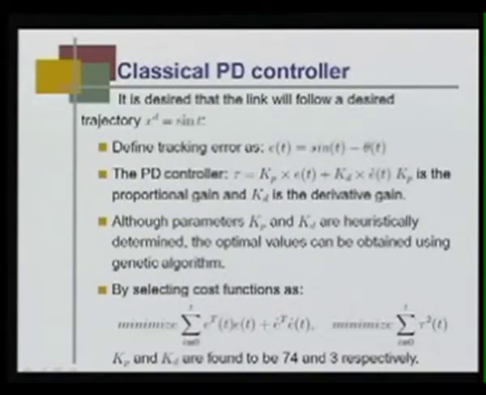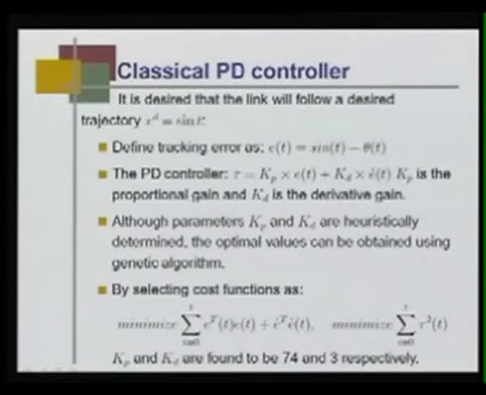The PD controller: the tracking error is sin t, the desired trajectory, minus theta t. The PD controller tau is equal to Kp times E(t) plus Kd times E dot(t). So, this is our PD controller: Kp into error plus the derivative gain into the differential of the error. Kp is the proportional gain and Kd is the derivative gain.